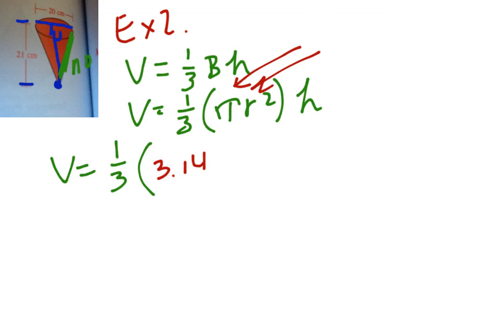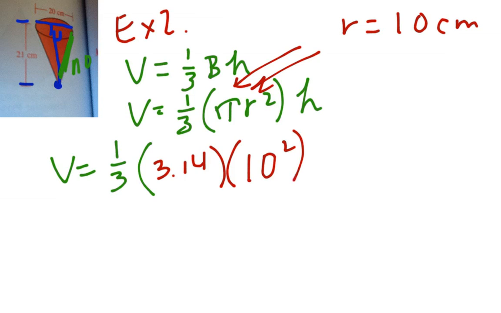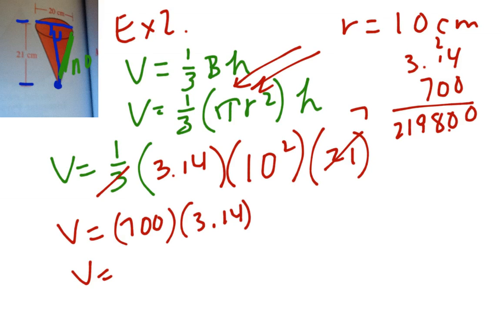My radius is going to be 1/2 my diameter, which is 20, so that's 10 centimeters. 10 squared, and then my height is 21. So now it's just a big old calculation. I simplified a little bit just to have you follow what I'm doing. You should look before you, especially if you don't have a calculator, which I'm not using here.